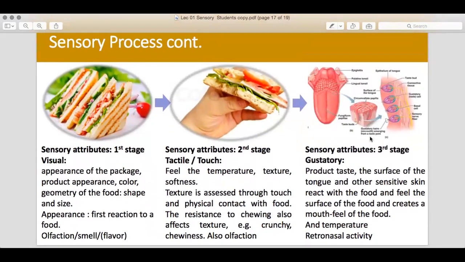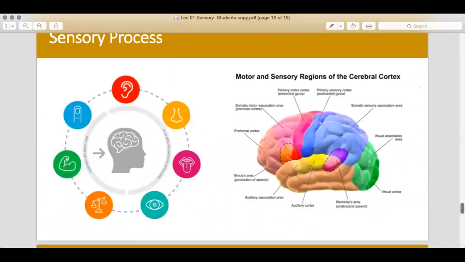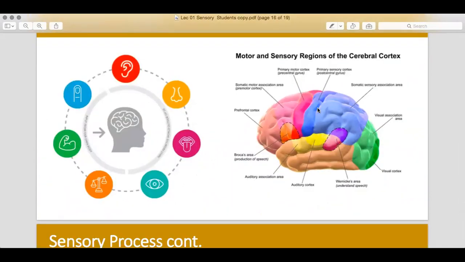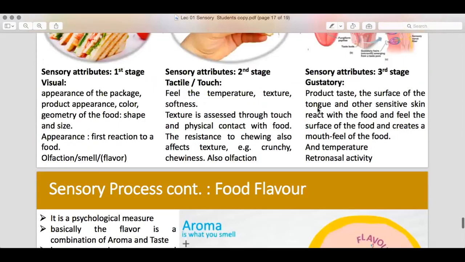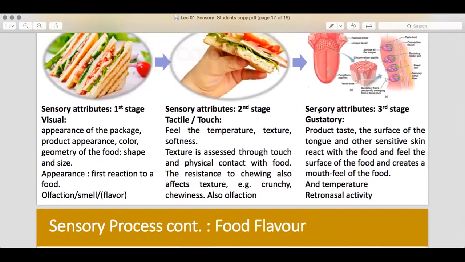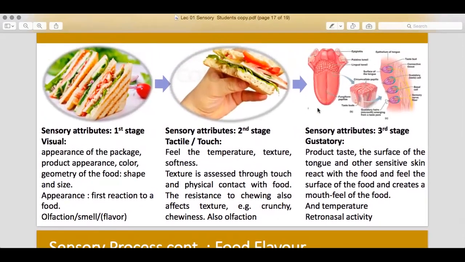So let's start the sensory process. This is a sensory process. I will explain. If you have any questions, please raise your hand and ask, because this is very important. There are 3 stages in the sensory process, right? Here you can see an example. It is a very good example for the timely one. Then some more examples come.